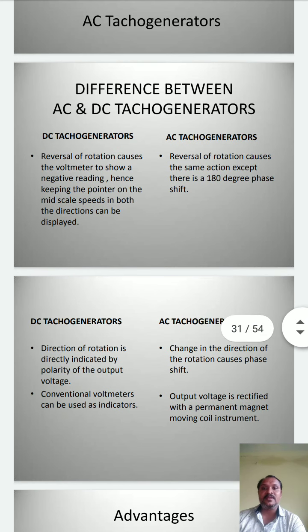So that is the difference between the AC and the DC tacho generators. Reversal of rotation causes the voltmeter to show negative readings. Hence, by keeping the pointer at mid scale, speed in both directions can be displayed.